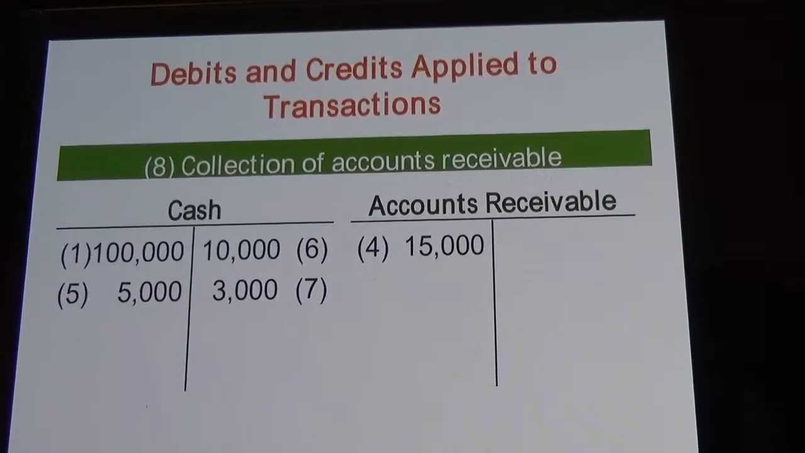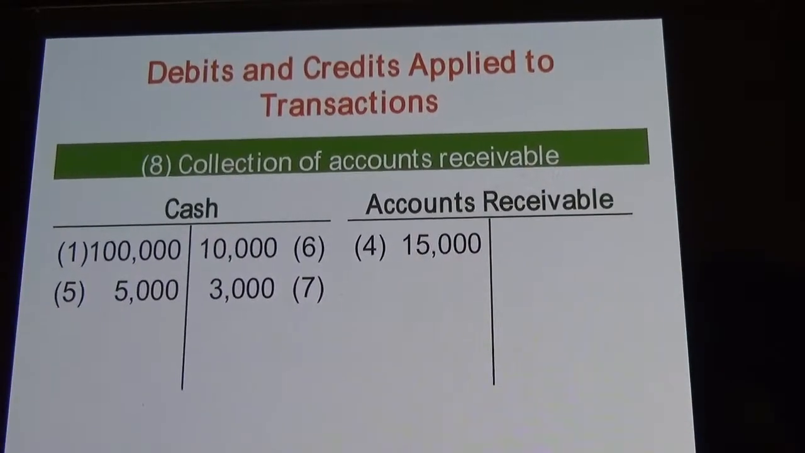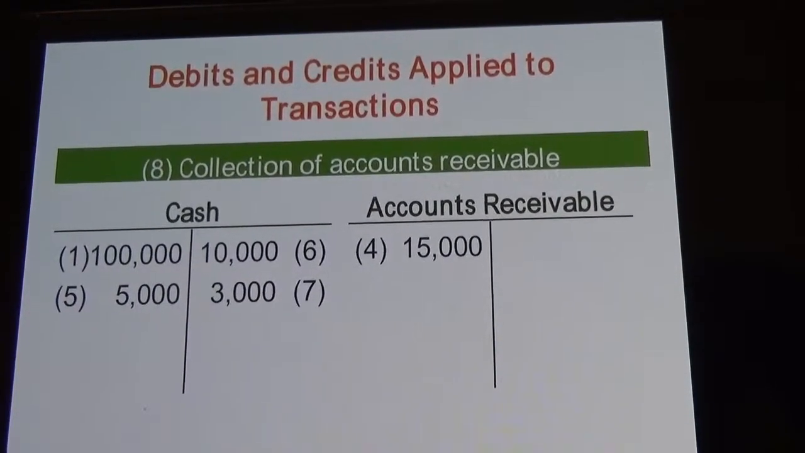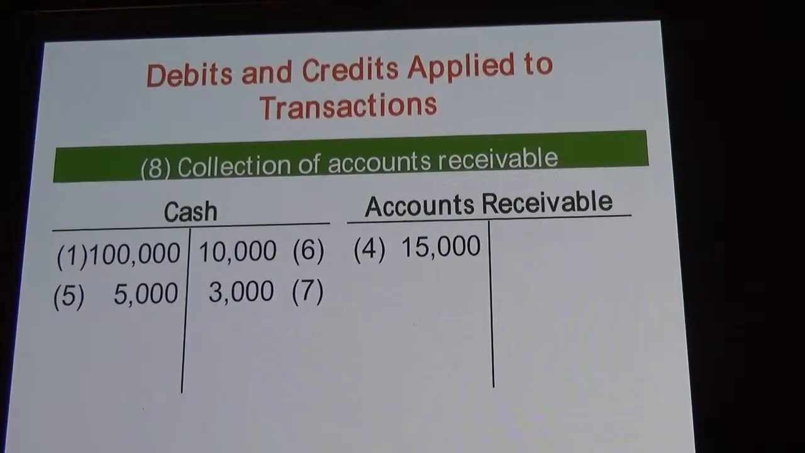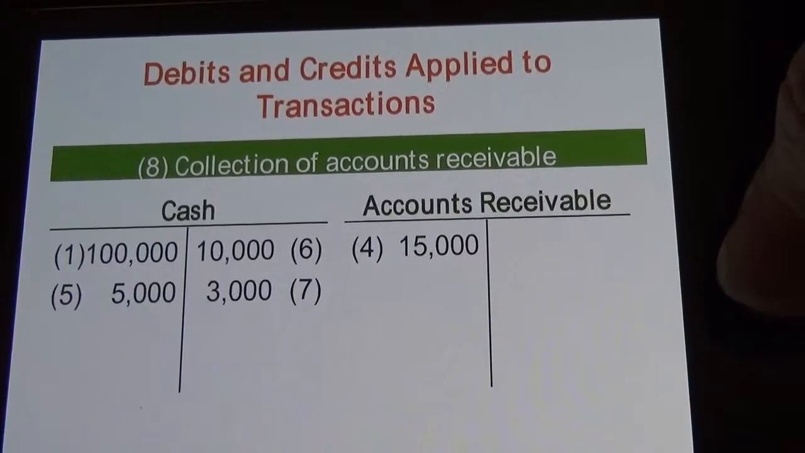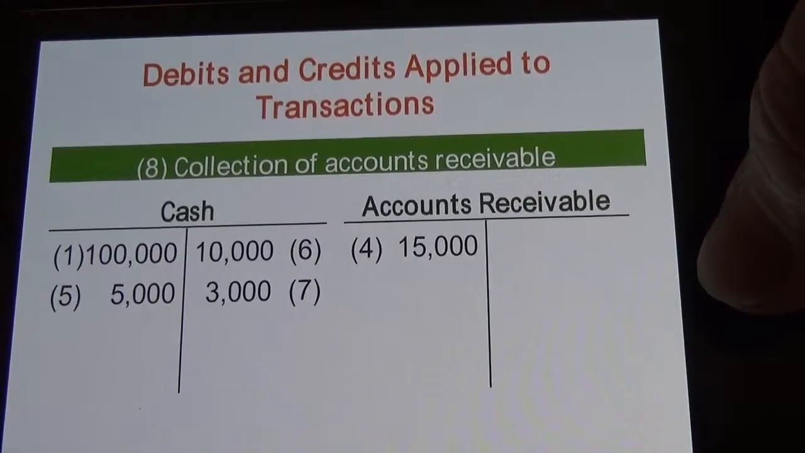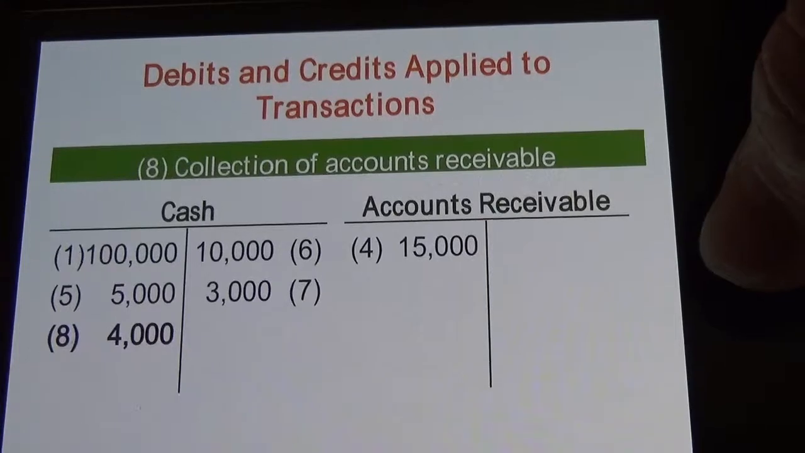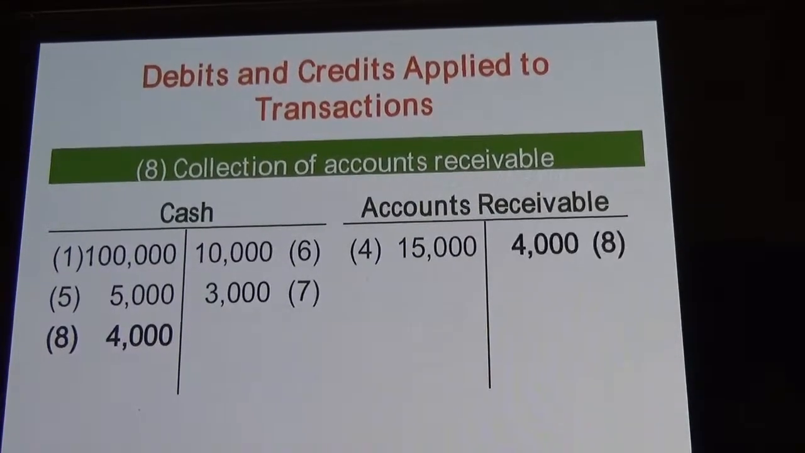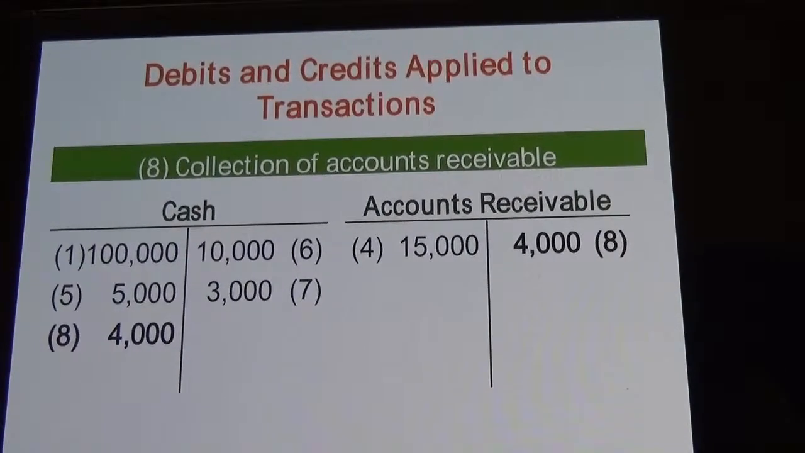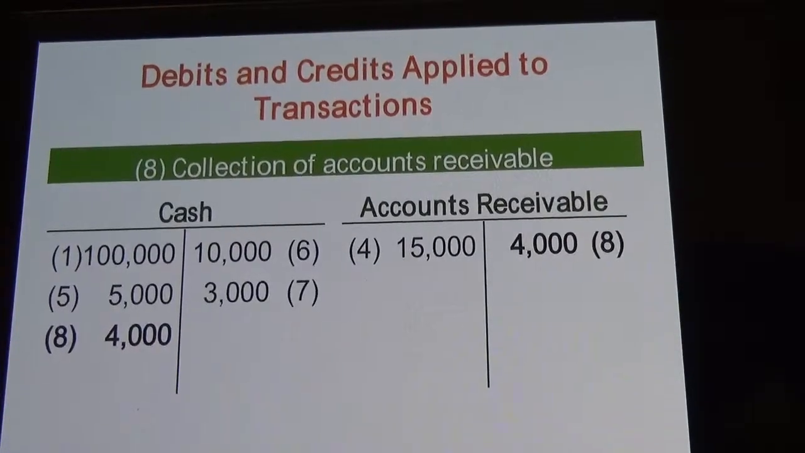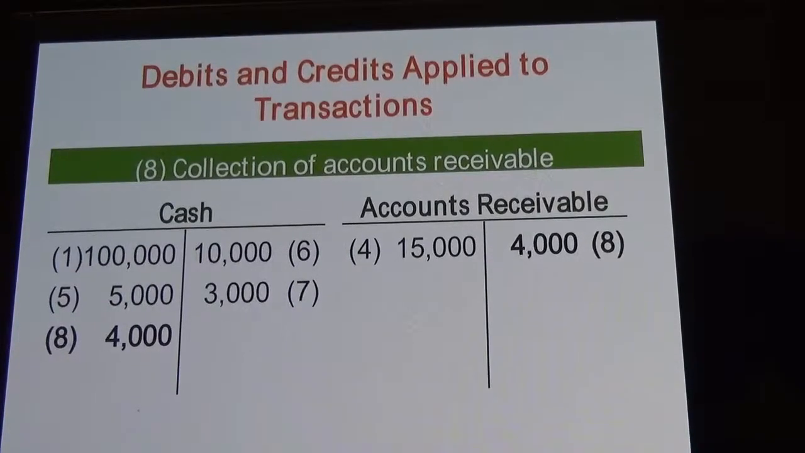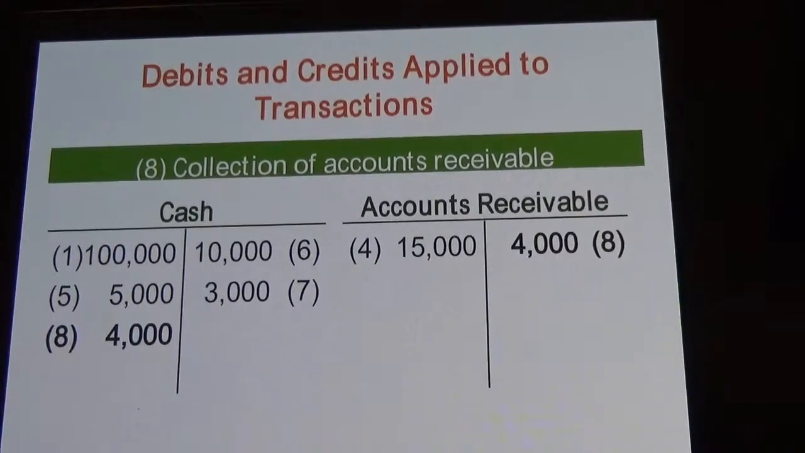Next, we collect accounts receivable, and keep in mind that our accounts receivable already has a balance in it from when we sold the memberships on account. And so now we're going to collect part of that. When we collect that, we're going to increase our cash. So we'll debit our cash, and we're going to decrease our accounts receivable. So we'll credit our accounts receivable. Both of these are asset accounts. So when we increase an asset, we debit it, and when we decrease an asset, we credit it. So we're debiting the cash and crediting the accounts receivable.